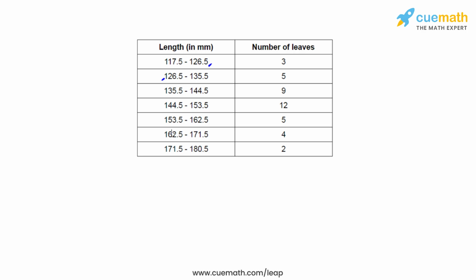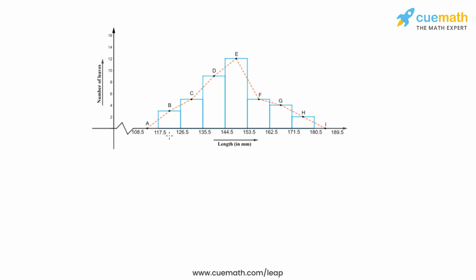Now our next part is to draw the histogram for this given table. So the histogram will look like this. In this histogram we can see that we have represented the length of leaves on the x-axis and the number of leaves on the y-axis. The scale on the y-axis is 1 unit represents 2 leaves, and that is because the least number of leaves that we had were 2 and the maximum number of leaves that we had were 12.